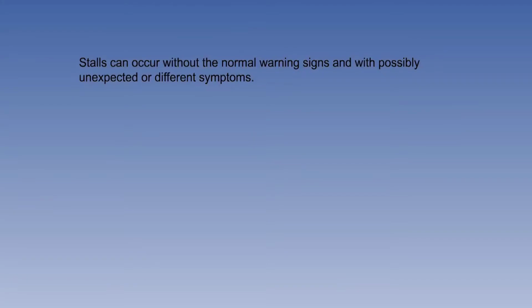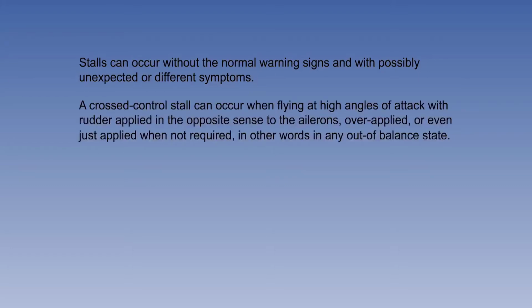There are some circumstances under which stalls can occur without the normal warning signs and with possibly unexpected or different symptoms from a straightforward simple stall. A crossed control stall can occur when flying at high angles of attack with rudder applied in the opposite sense to the ailerons, over-applied, or even just applied when not required. In other words, in any out-of-balance state.